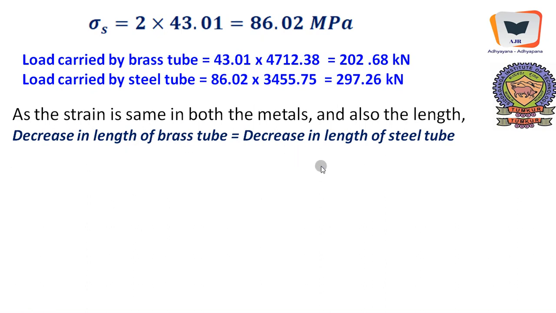As the strain is same in both the metals and also the length, the question says find the decrease in length of the sections or the materials or the components, tubes. Anyway, as the strain is same in both the metals and also the length is same, therefore change in length must be same. So decrease in length of the brass tube equals decrease in the length of the steel tube. Therefore, change in length of brass tube equals change in length of steel tube, and we will make use of this because both of them are same.